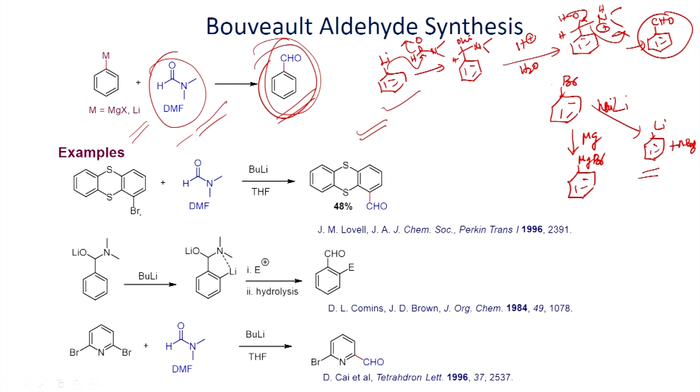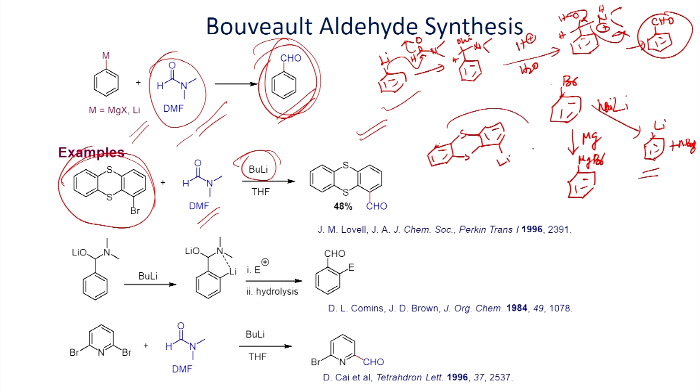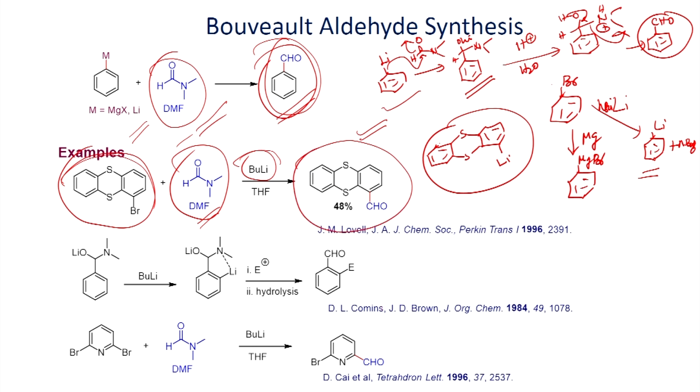Now an example is shown here. If you have this aryl halide, you can react it with dimethylformamide. First, the n-butyllithium reacts with the aryl halide by halogen-metal exchange, and you will be able to make the corresponding lithium reagent. Once you form this, as we just saw, it can undergo an addition reaction with dimethylformamide, and you will have this addition product. When you do the workup, you will get the aldehyde as the product.